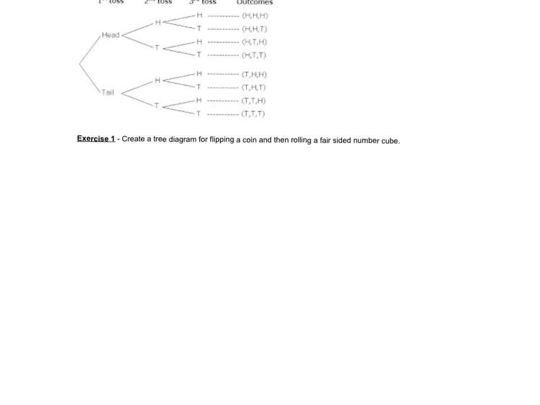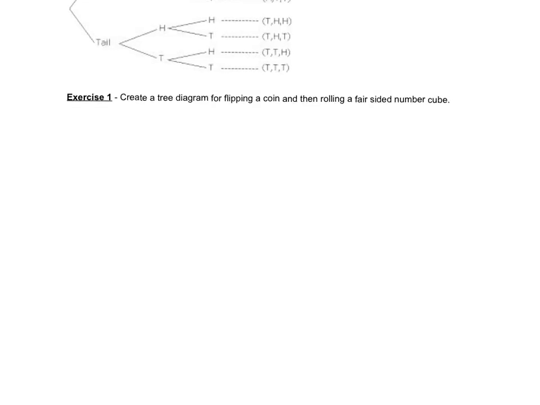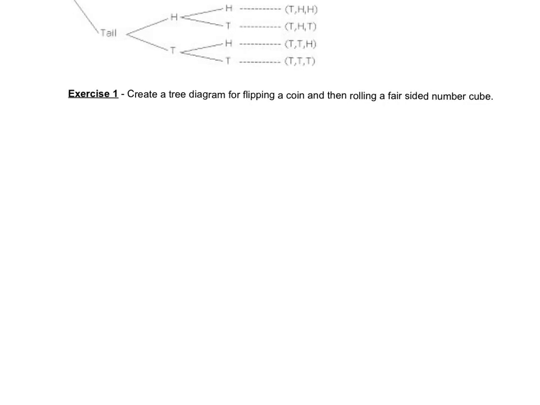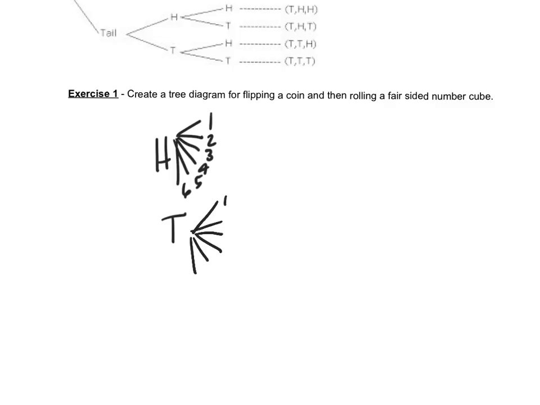It says, create a tree diagram for flipping a coin and then rolling a fair six-sided number cube. So I would create my coin like this. I would say heads or tails. And then what are your options for a fair six-sided number cube? 1 through 6, right? So 1, 2, 3, 4, 5, 6. And then same thing here: 1, 2, 3, 4, 5, 6.